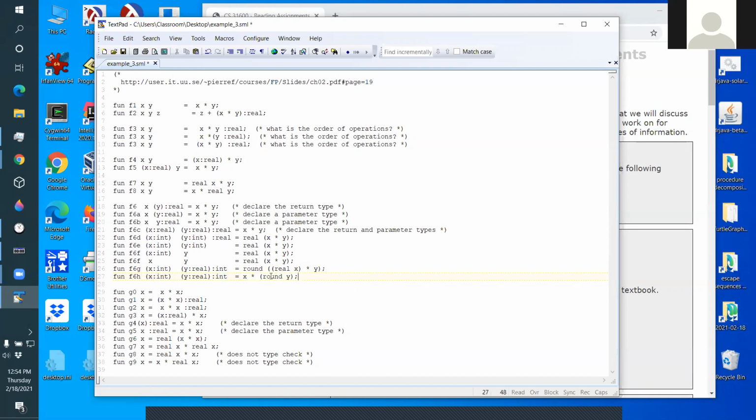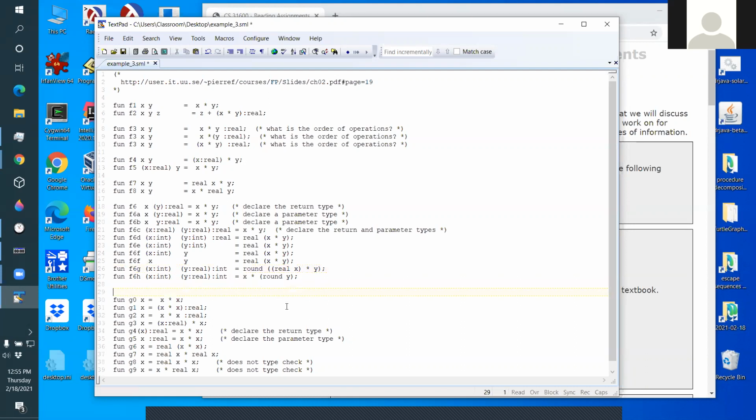Now this guy needs to be an int. Well, round takes in a real and gives me back an int. So this needs to be a real. And yes, this one's a real. So here's two different functions that give me the same signature. We call this the signature. The signature is int, real, int. In Java world, the return type is int, this parameter is an int, and that parameter is a real.